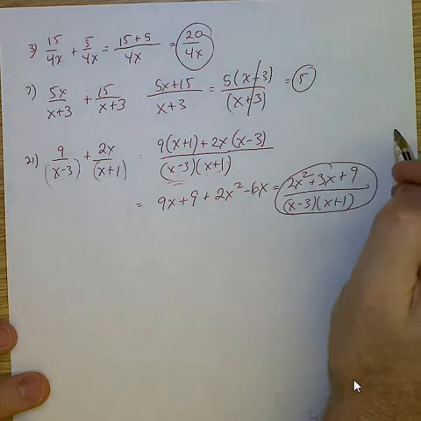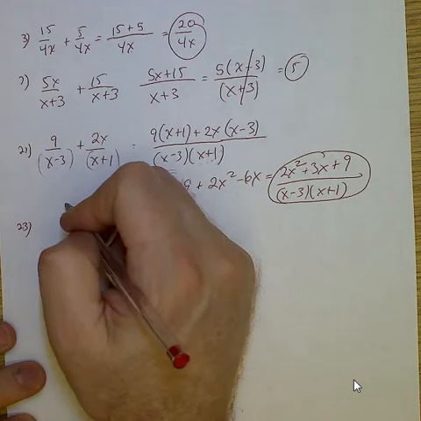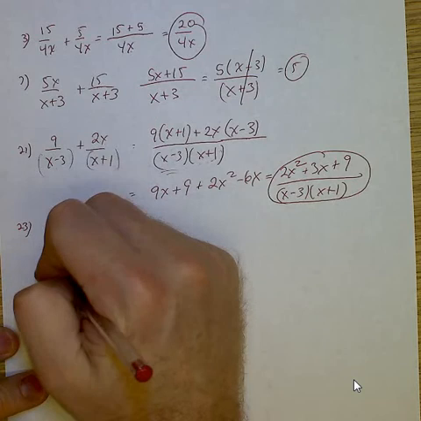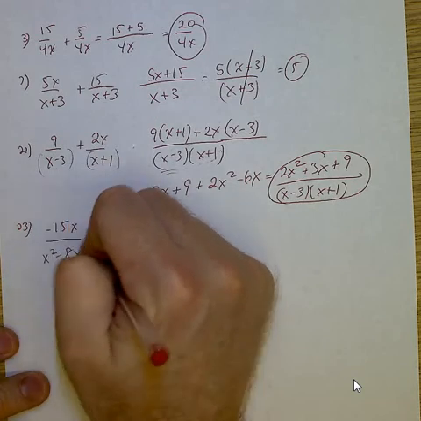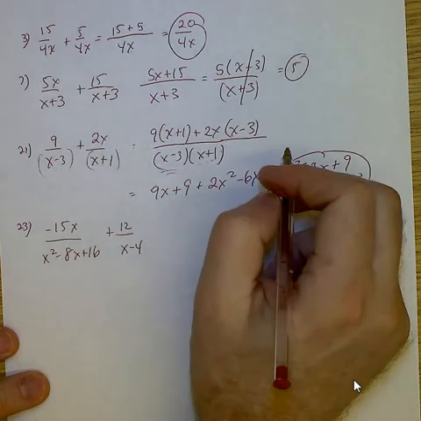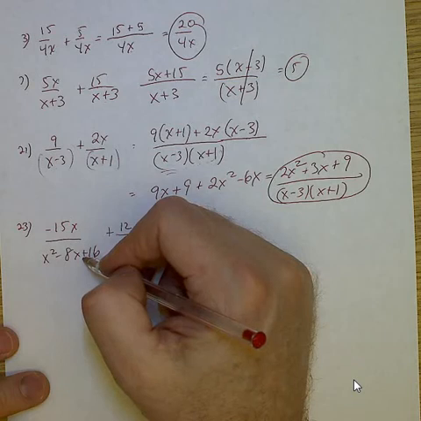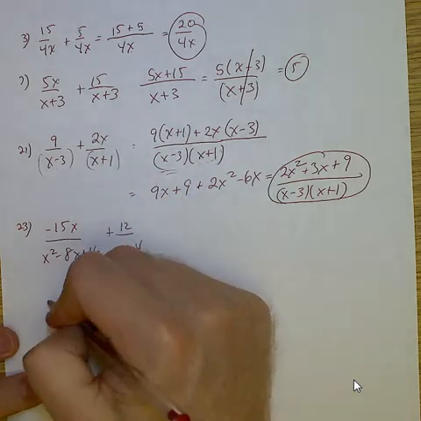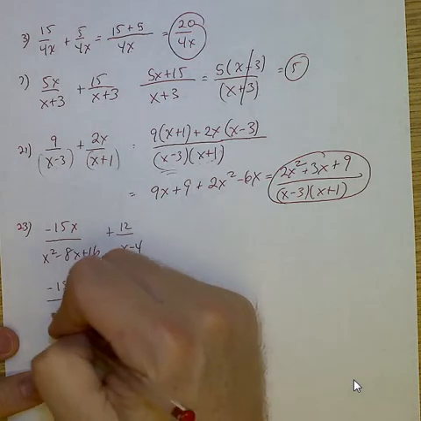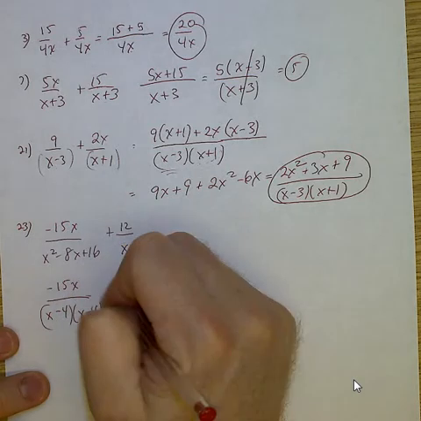Let's do another one. Number 23. Okay, in number 23, you're given negative 15x over x squared minus 8x plus 16 plus 12 over x minus 4. Now, before we try to create a common denominator, we need to factor this. Okay, so two numbers that multiply to positive 16 and add to negative 8 gives x minus 4 times x minus 4. Okay, and here's our second term.